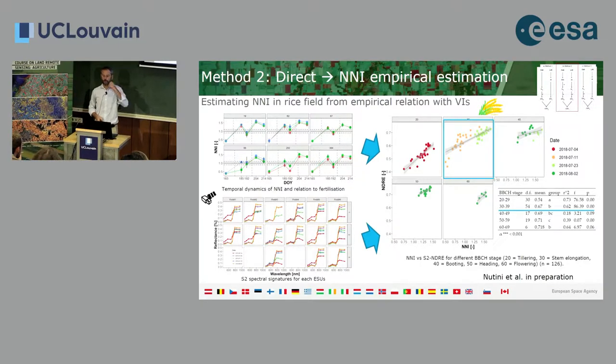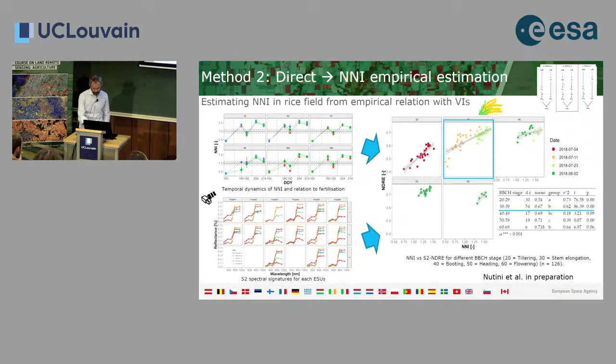So while before we saw that we first estimate the nitrogen concentration, then the biomass or the LAI, here we demonstrate that it is possible to go straight on with the relation with the nitrogen nutritional index. So what we see this afternoon is already to have nitrogen nutritional index maps, and we analyze that.